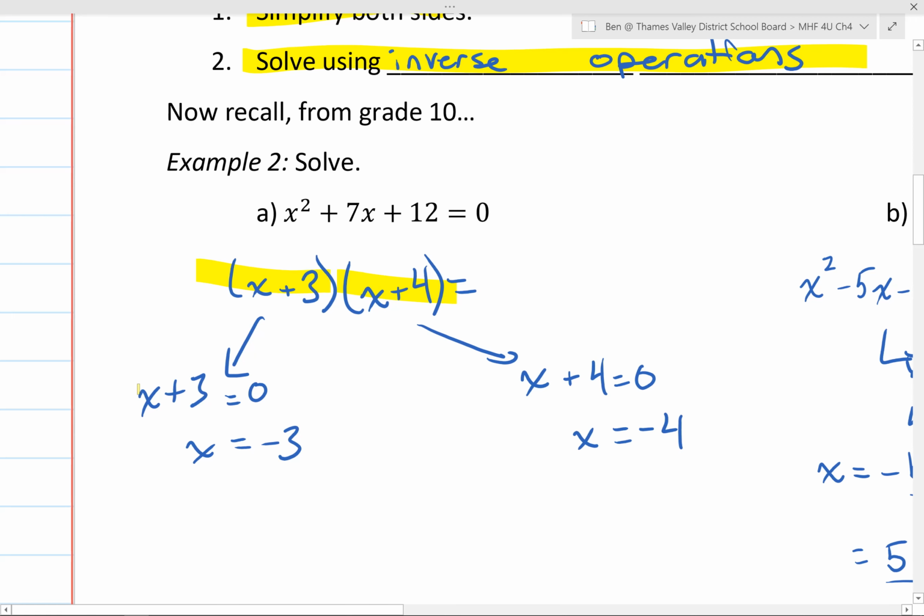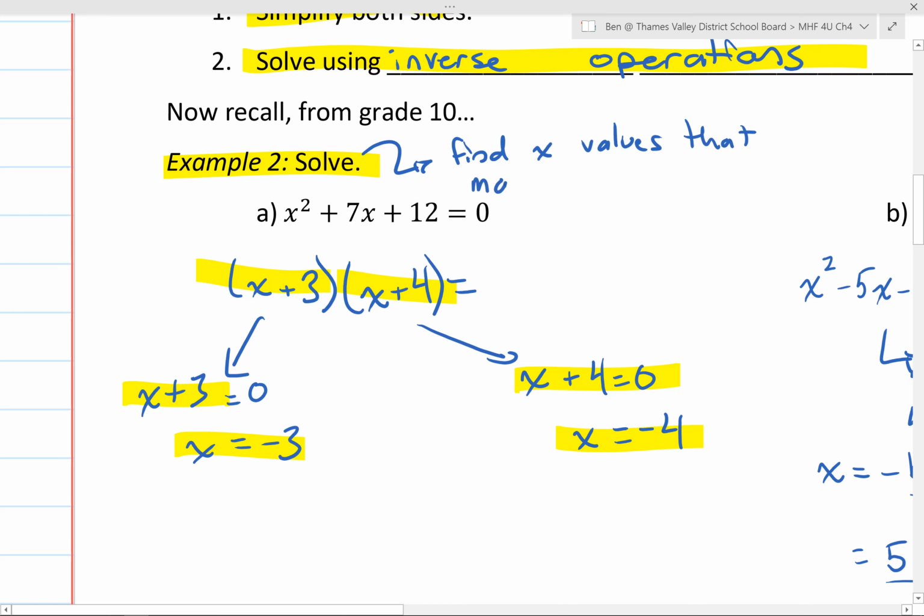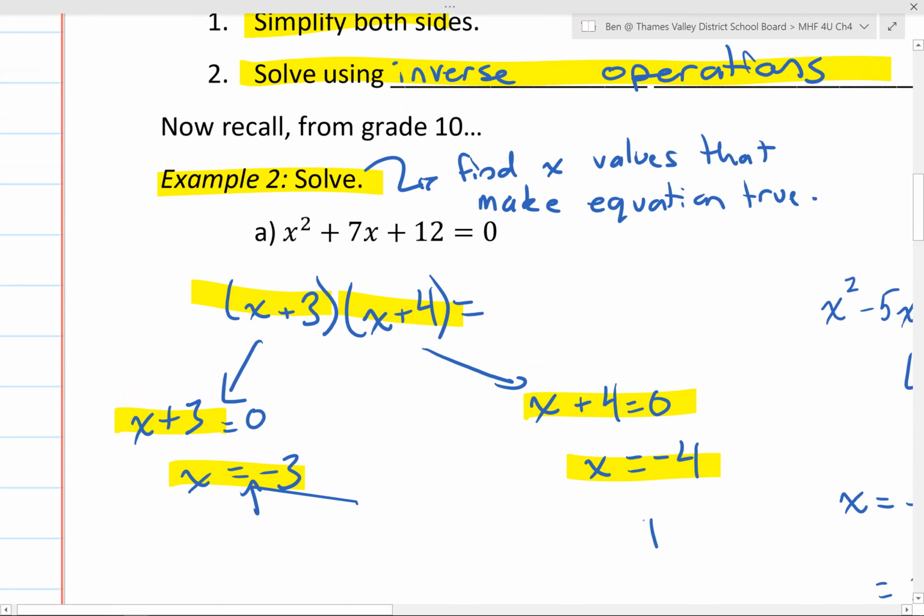Once we factor it, we're able to set each factor to 0 and then isolate for our variables to find the roots. Remember, if a question just tells you to solve, what they mean by that is they want you to find the x values that make the equation true, or make the statement true, where this is a mathematical statement. They're saying, okay, for which values of x is this true? And we find here, if x equals -3, it's true, or if x equals -4, it's true as well.